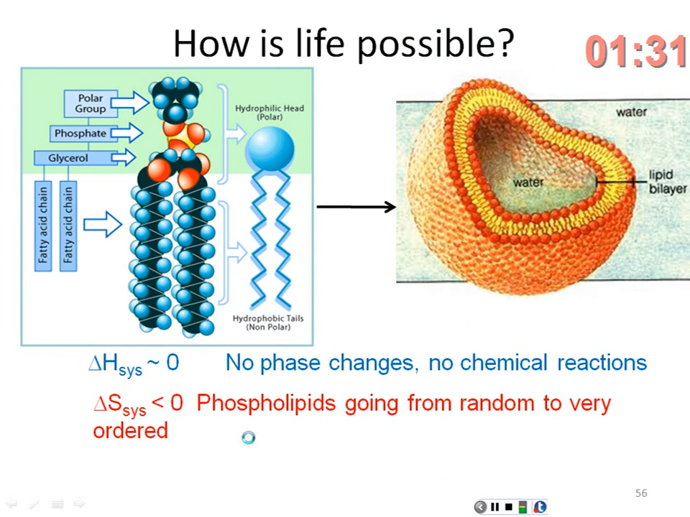So we come back to this question of how is life possible? We've seen the hydrophobic effect helps proteins fold. Well, it also makes cell membrane formation possible. And if you remember going from single lipid to lipid bilayer, the delta H of that is about 0, no phase change, no chemical reaction. The delta S is negative. You're going from less order, more degrees of freedom, to more ordered, fewer degrees of freedom.